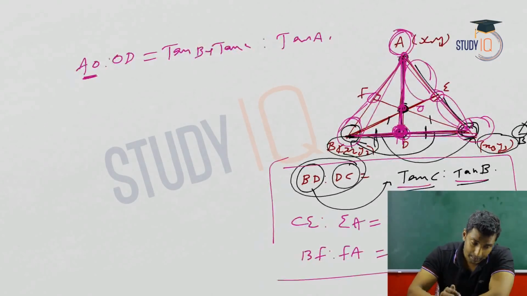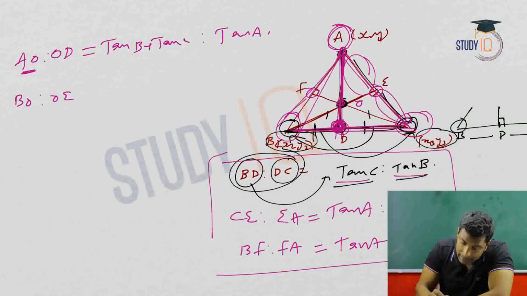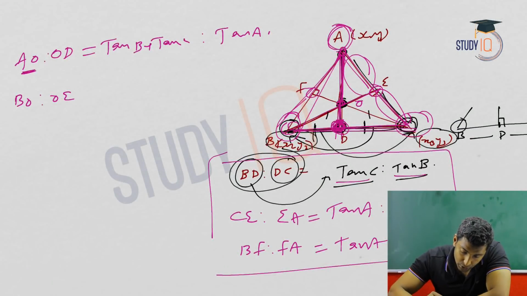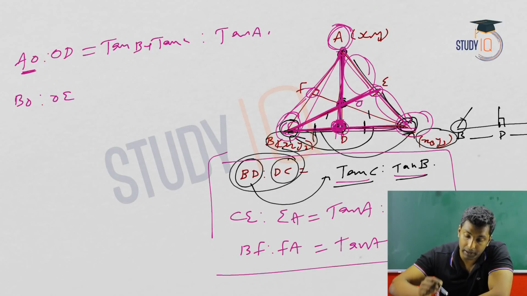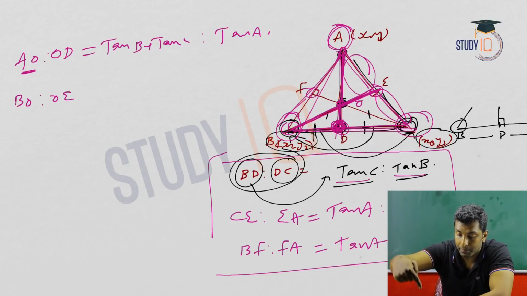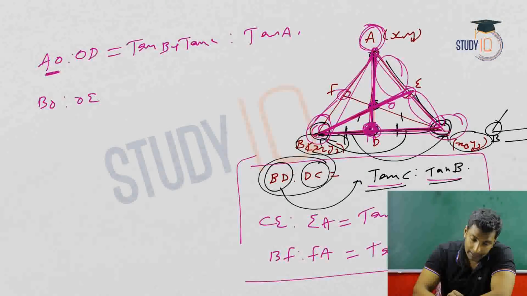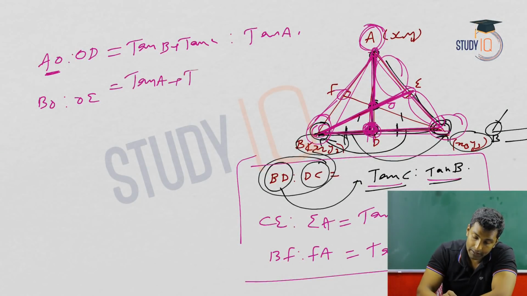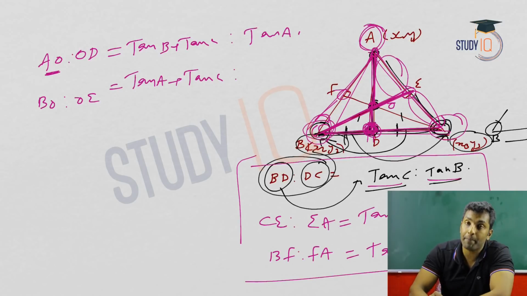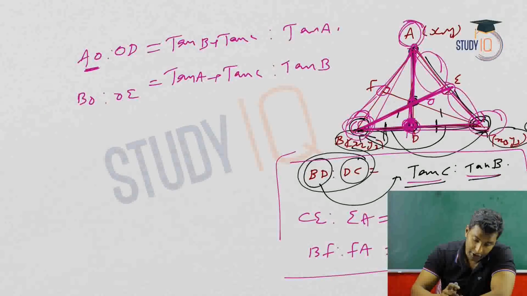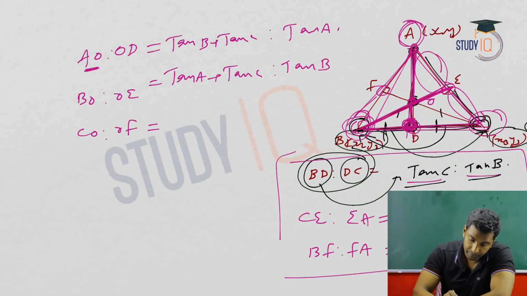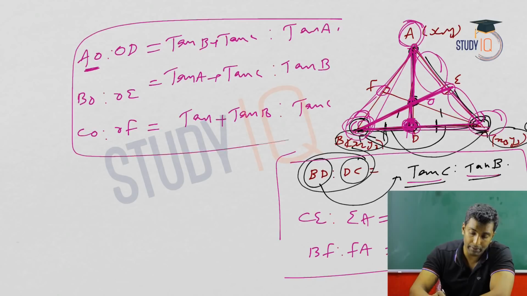Now similarly, you can get BO is to OE. BO and OE means B is here, O is here. This is the altitude I am talking about, dropped to A and C, right? So obviously tan A plus tan C is to, from B, that will be tan B. Similarly, when you talk about CO is to OF, it will be equal to tan A plus tan B is to tan C. So these ratios you need to remember, guys.